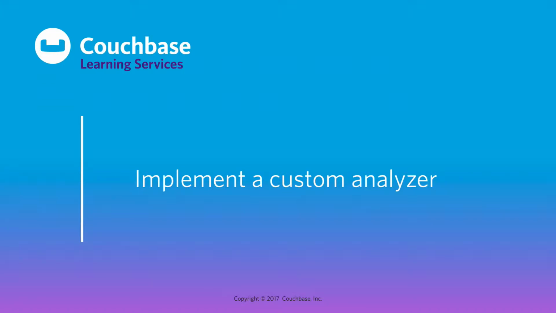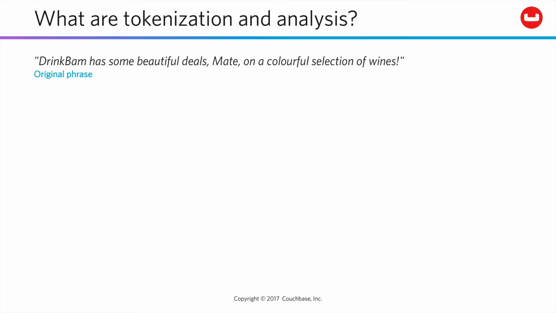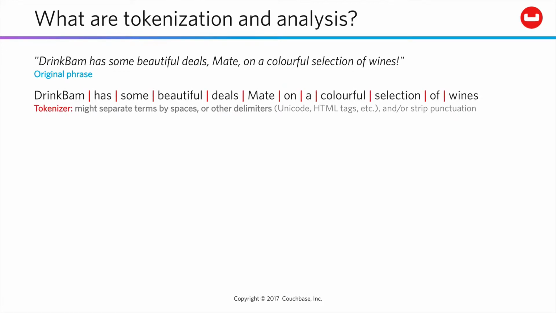We began this course with a look at text analysis. In this lesson, we'll go a bit deeper into this topic and introduce how to implement a custom analyzer to modify your indexing processes. Let's briefly review some concepts behind text analysis by looking again at how a phrase like this might be indexed. It starts with tokenization.